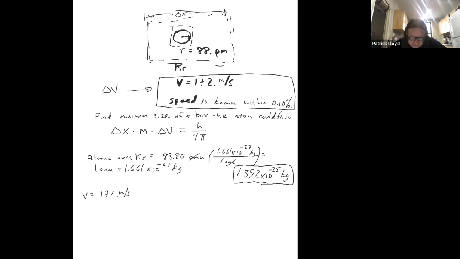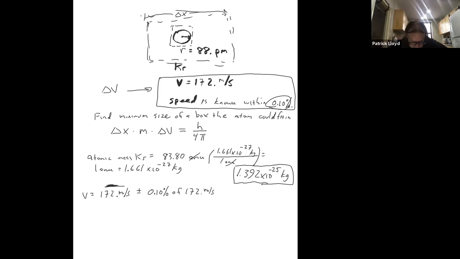How good is that calculation? Well, it's within 0.1%. So what that means is plus or minus 0.1% of this value. So 0.1% of 172 meters per second, meaning it could be more than 172, it could be less than 172, anywhere in that range. Now, 0.1% is pretty good, right? If you measure something to 0.1%, you're doing okay. That's a pretty decent calculation, I mean, a pretty decent measurement.